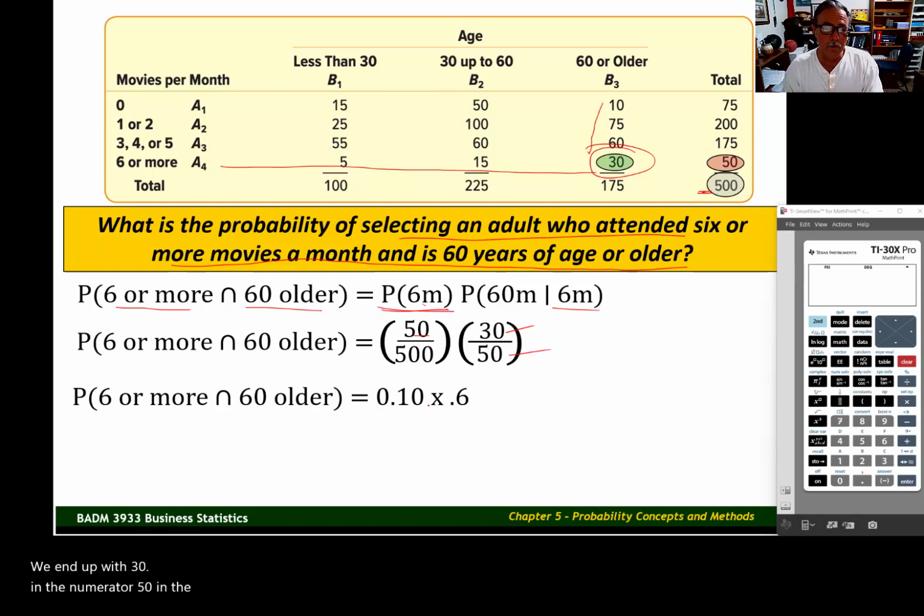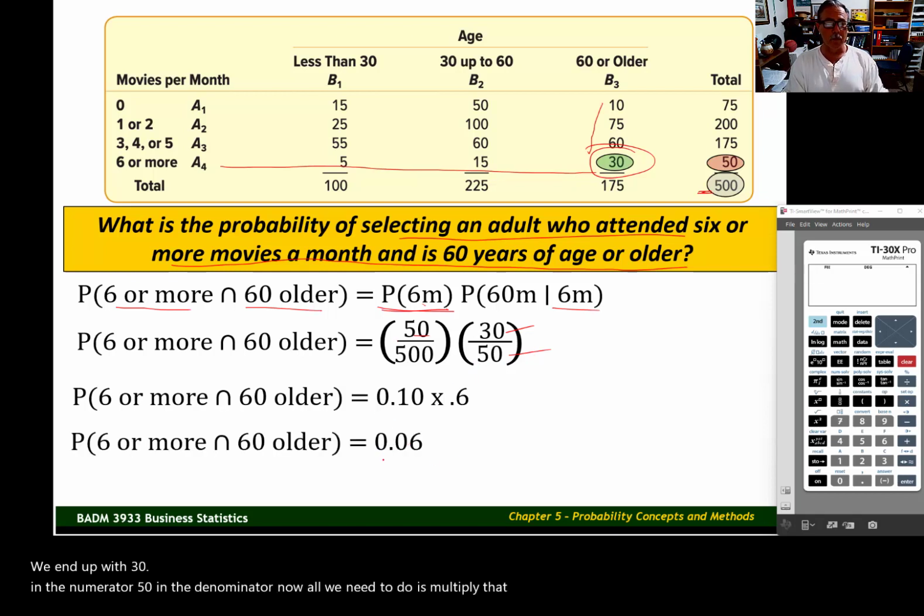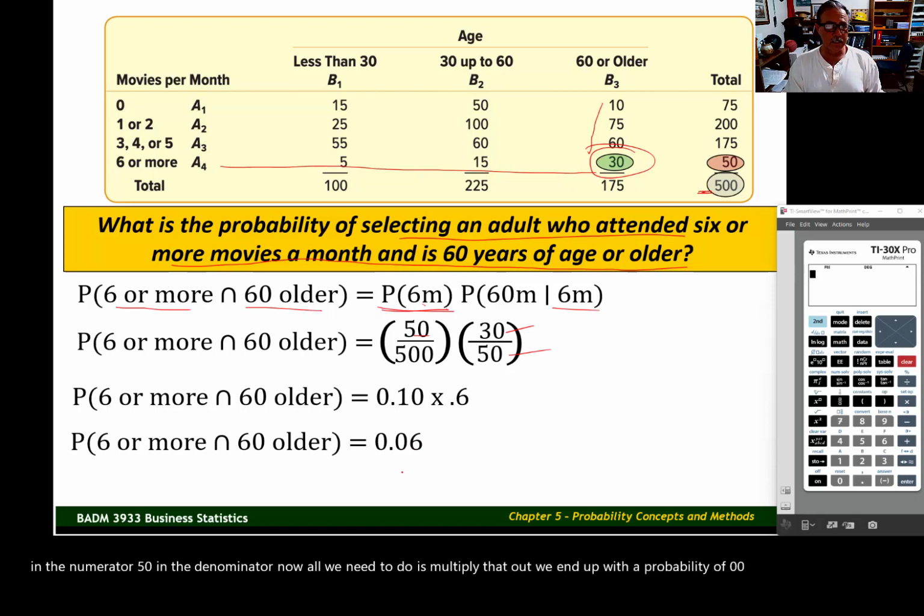Now all we need to do is multiply that out. We end up with a probability of 0.06, or about 6% chance of selecting an adult who attended 6 or more movies a month and is 60 years of age and older.